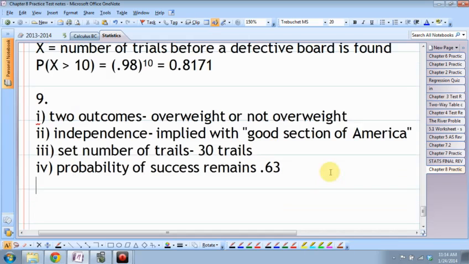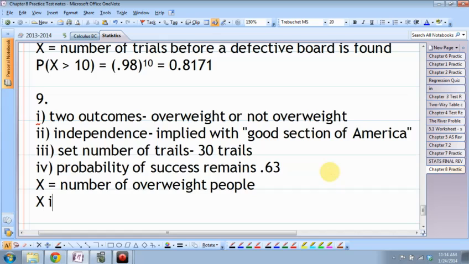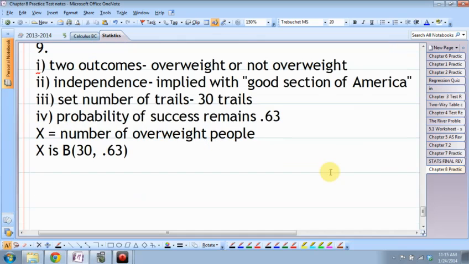Okay, so if X is equal to the number of overweight people, then X is a binomial distribution with 30 people in it and 63% chance of success. You don't have to put these next two lines, but they're there just for clarifying what we are doing.